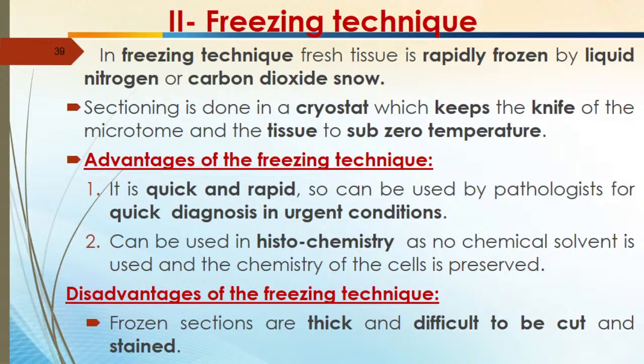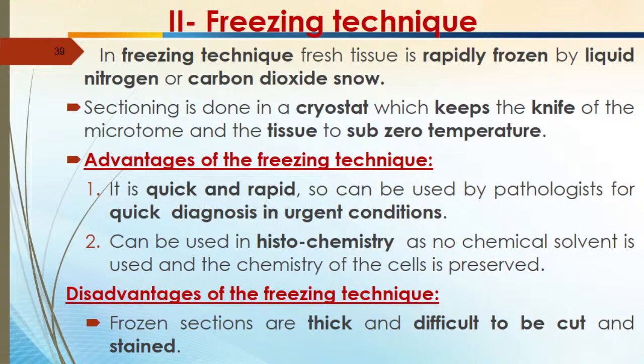In the freezing technique, fresh tissue is rapidly frozen by liquid nitrogen or carbon dioxide snow. Sectioning is done in a cryostat, which keeps the knife or the microtome and the tissue at sub-zero temperature.